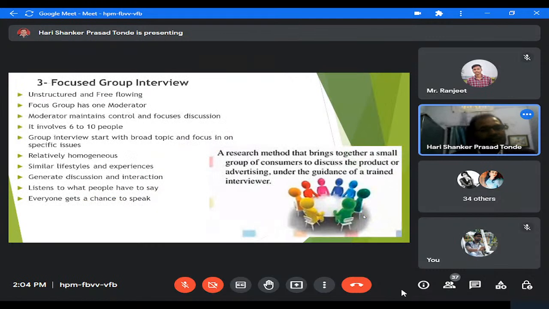Focused group interview means it is unstructured and free flowing. A focus group has one moderator. The moderator maintains control and focuses the discussion. It involves at least 6 to 10 people. The group interview starts with broad topics and focuses on some specific issues. In media also you have seen that some groups of people gather together and debate with each other for some natural cause, some good cause regarding the country or something else. So this is the focused group interview.